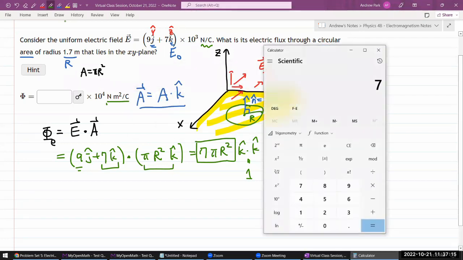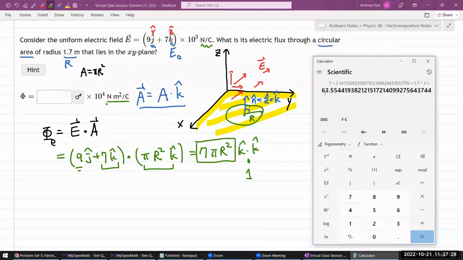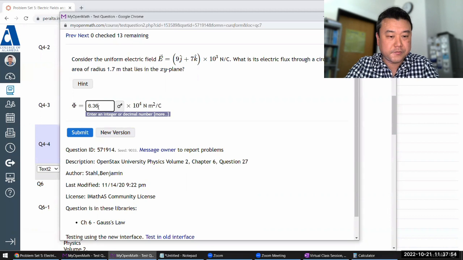So yeah, I think it's easy enough to plug in the numbers, so let me do that. So 7 times pi times r squared, 1.7 squared. So 63.6. Oh wait, I gotta be careful with the powers of 10. So the answer here is 63.6 times 10 to the power of 3. Looks like we are going up in the power of 10 by 1, so I need to move the decimal one point to here, so 6.36. 6.36.